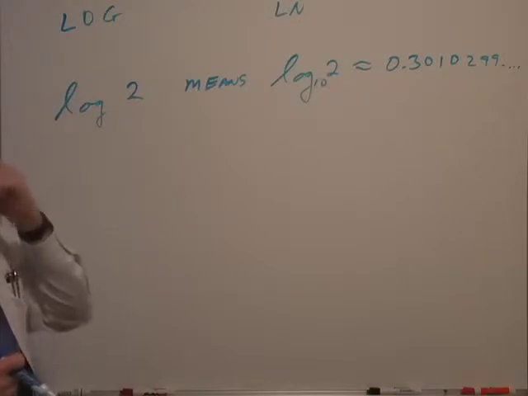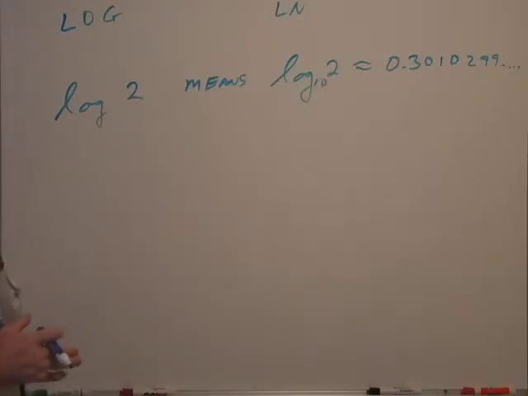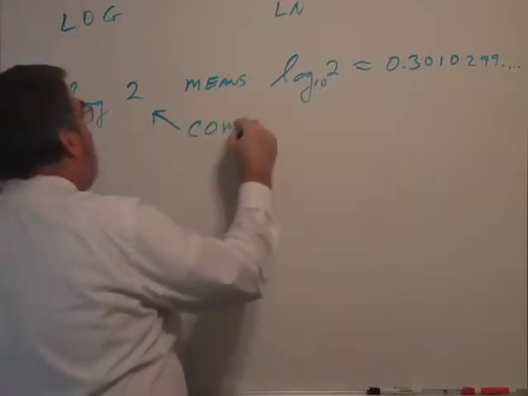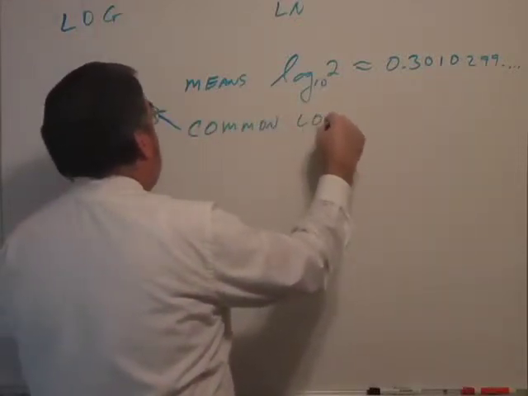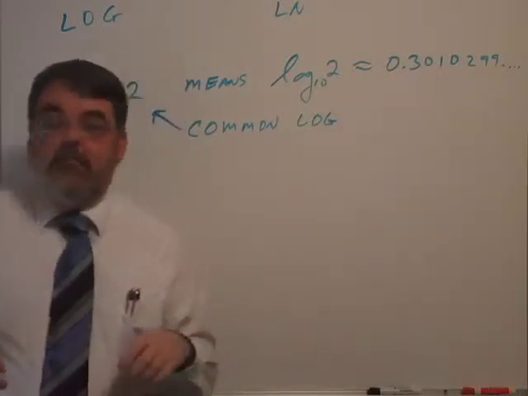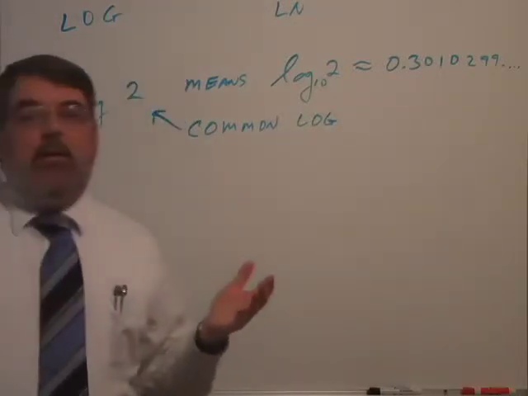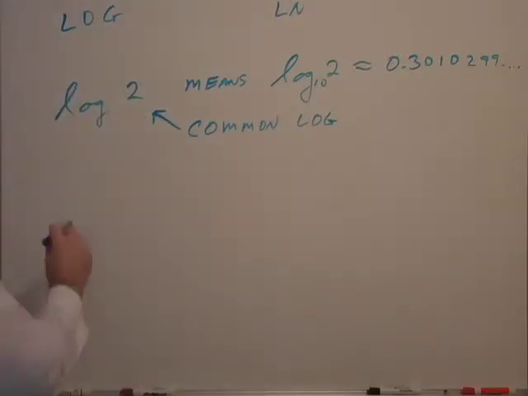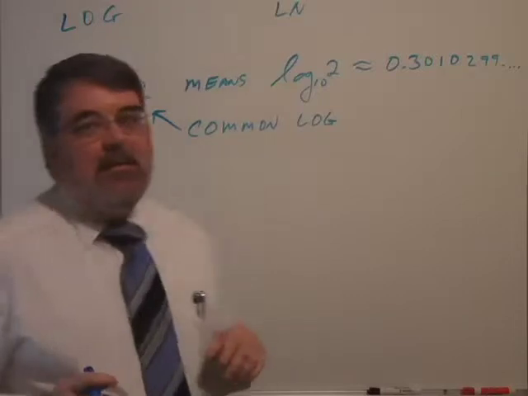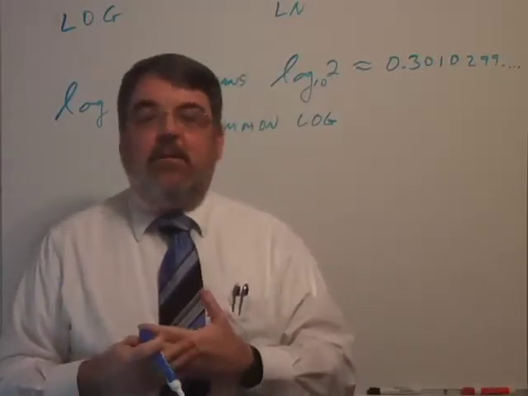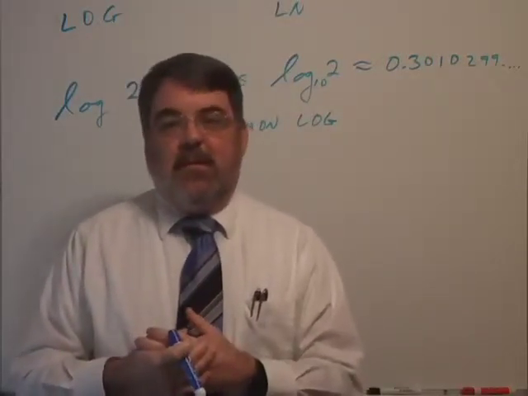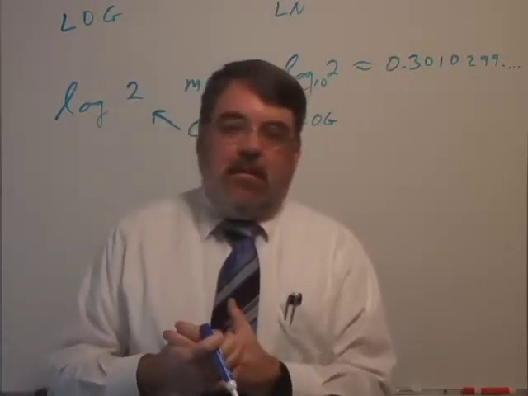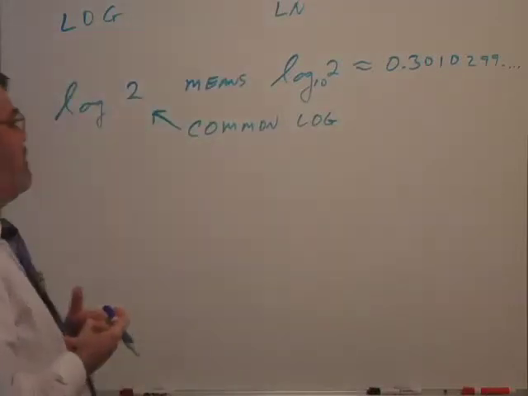So empty base means base 10 only, means nothing else. And we call this a common log. Any base 10 log is called common because it's associated with our common numbering system in base 10. And this is the logarithm system that Napier devised around 1600 as a means of doing some computations a little faster. So I'll talk about that a little bit later.